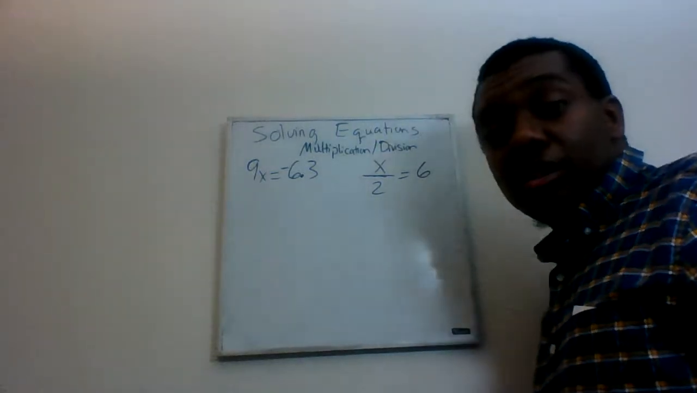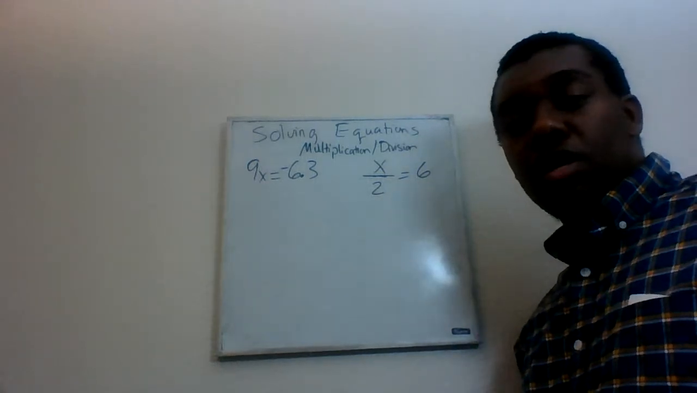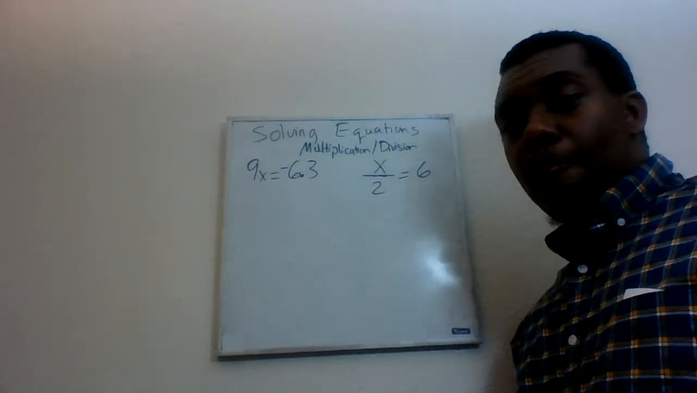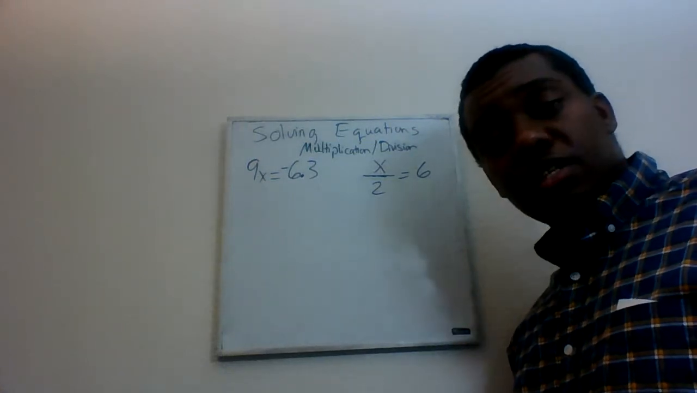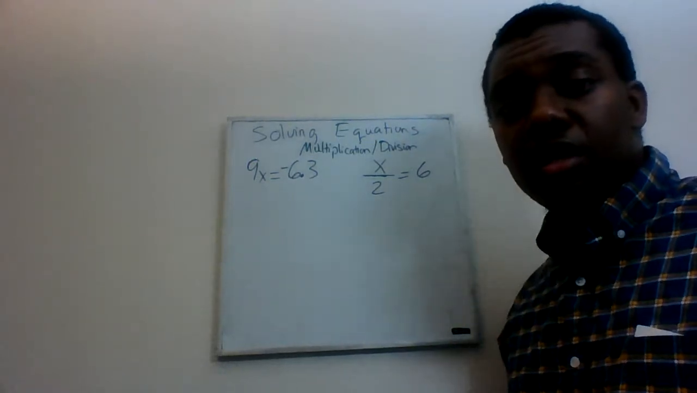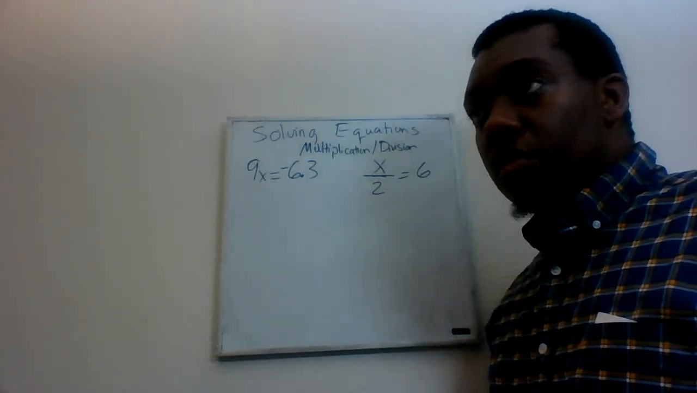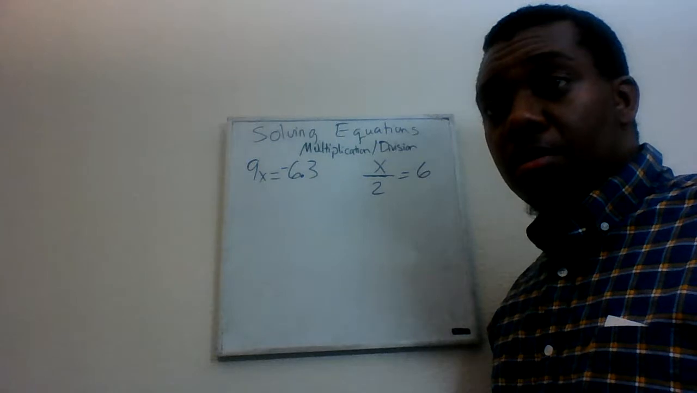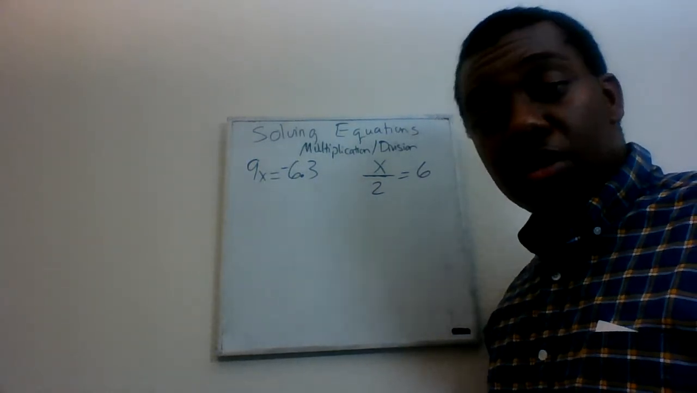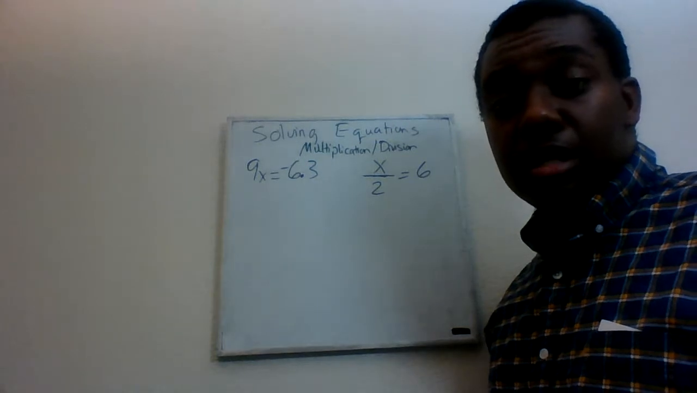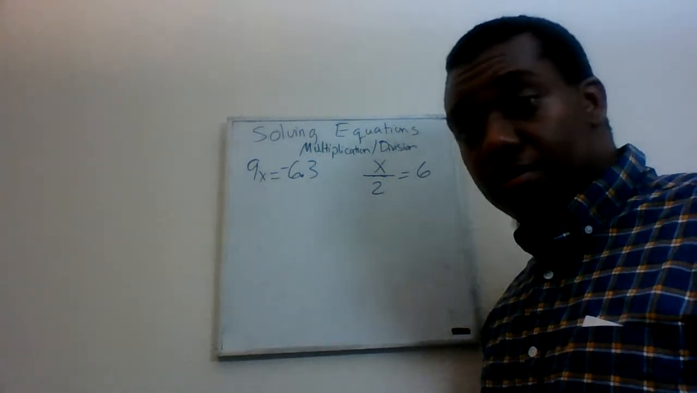Okay, so today we're going to be looking at solving equations using multiplication or division methods. It's very important to remember that multiplication and division are inverse operations of each other, meaning that one can undo the other. For example, if I multiply two numbers, say 2 times 3, and I get 6, if I wanted to undo that, I would take 6 divided by 3 and I get 2 again. Or take 6 divided by 2 and I get 3 again.